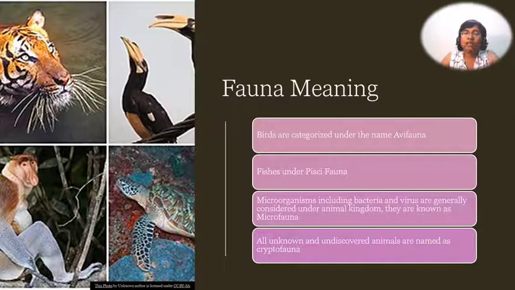is categorized in different ways. Birds are categorized under the name avifauna, fishes under piscifauna, and microorganisms, including some types of bacteria and viruses, are generally considered under animal kingdom. They are known as microfauna. All those unknown, undiscovered animals are called cryptofauna.